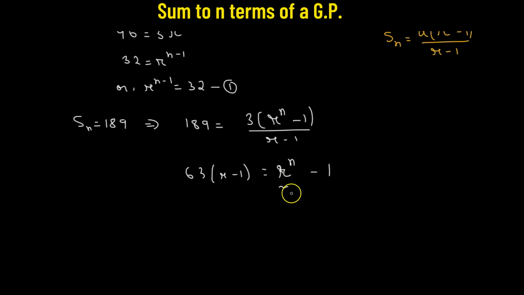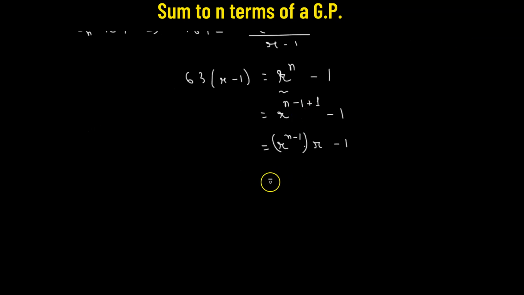Now we will be rewriting this r raised to the power of n so that we can use equation number 1. We need n minus 1 here. This can also be expressed as n minus 1 plus 1. So since we are subtracting 1 from n, we are also going to add 1 to it. This is going to give us r raised to the power of n minus 1 multiplied by r, minus 1. We can replace this value, r raised to the power of n minus 1, with 32. So this will equal 32 times r minus 1. And on the left hand side, we already have 63r minus 63, distributing 63 to r minus 1.